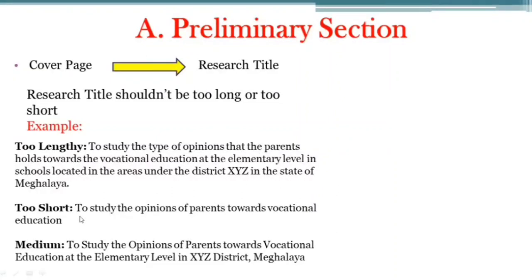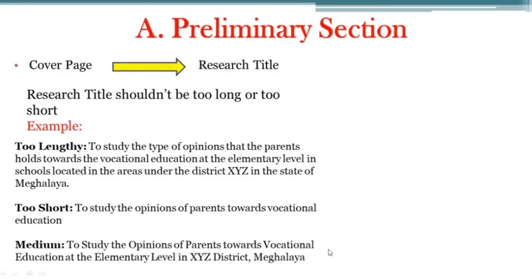So the next is the example of a very short title, that is: to study the opinions of parents towards vocational education. This research title is too short and it does not indicate the broad objective of your research. So the next is the medium type of research title. This is the acceptable one, that is: to study the opinions of parents towards vocational education at the elementary level in XYZ district of a particular state. So this is one example of a medium-size research title which is acceptable.